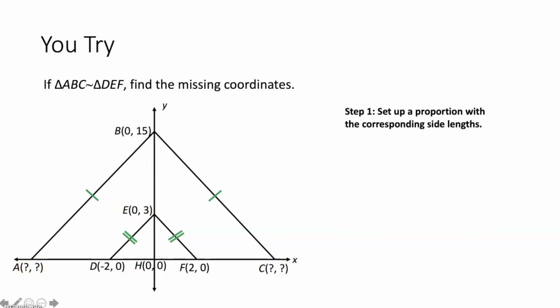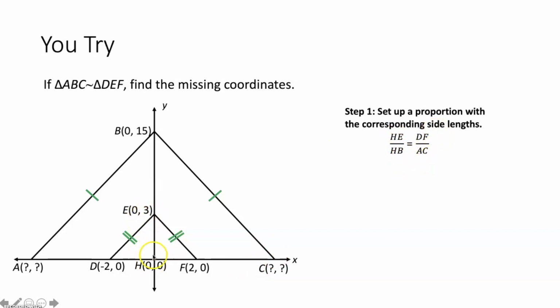And the way we're going to do that is by using the ratio of the height or altitude of each of these triangles. Remember, the ratio of the altitude is equal to the ratio of the lengths of the corresponding sides of two similar triangles. So we can say that the measure of segment HE, which is the altitude or height of our small triangle, over the measure of segment HB, which is the altitude or height of our large triangle, has to equal the measure of segment DF, which is the base of our small triangle, over the measure of segment AC, which is the base of our large triangle. We can then plug in what each of those measures are equal to.